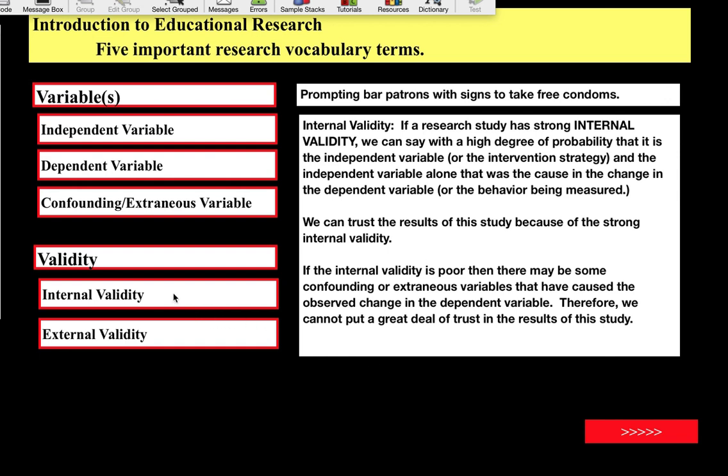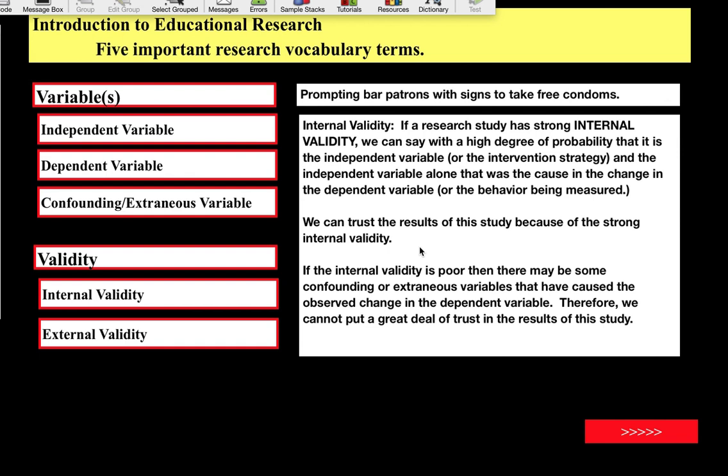There are two types of validity, internal validity and external validity. In a research study that has strong internal validity, we will be able to say with a very high degree of probability that it is the independent variable or the intervention strategy and the independent variable alone that was the cause in the change in the dependent variable or the behavior being measured. We can trust the results of the study because it has strong internal validity.